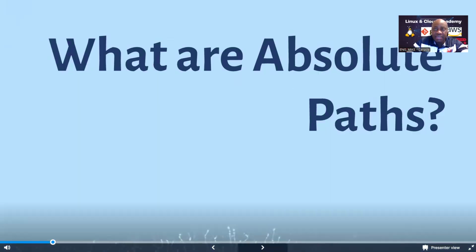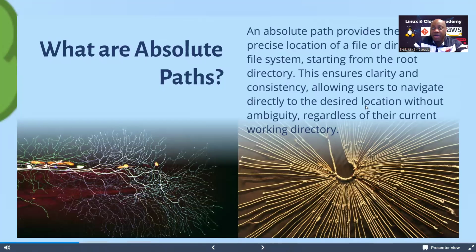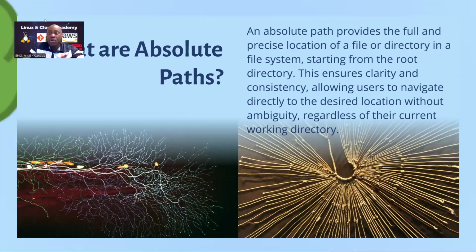Now, what are absolute paths? An absolute path provides the full and precise location of a file or directory in a file system, starting from the root directory. So the root directory of the file system is the directory that all files and directories emanate from, okay? This ensures clarity and consistency, allowing users to navigate directly to the desired location without ambiguity, regardless of their current working directory.